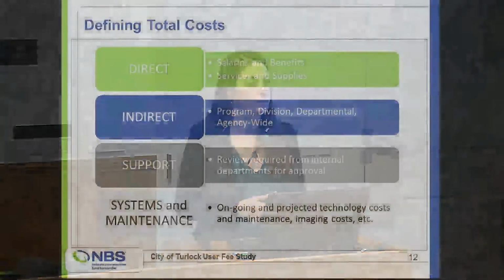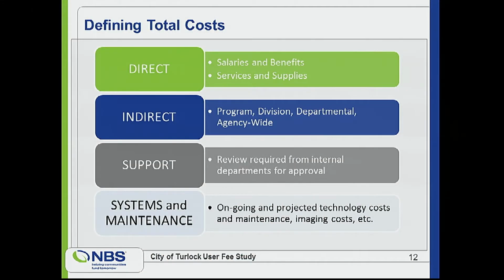So now I'm going to go through very briefly how I calculated the fully burdened hourly rate that is associated with the fees that are being presented to you today. The first is to define total cost. In the user fee study, total cost consists of direct costs, which are your budgeted salaries and benefits and expenditures. That is straight from the city's budget.